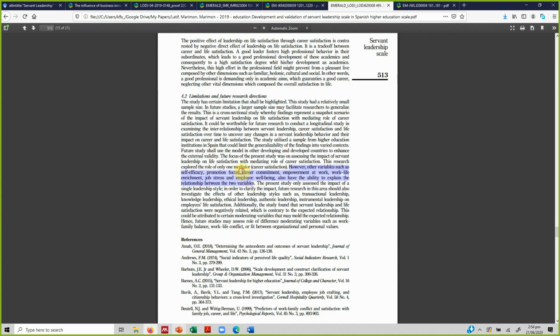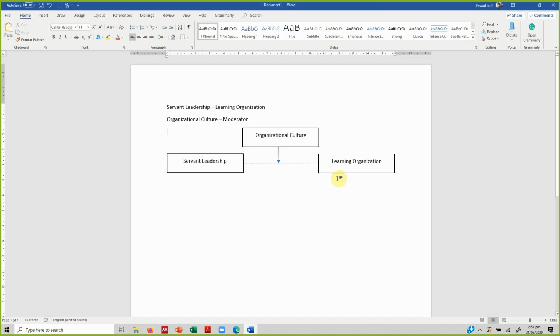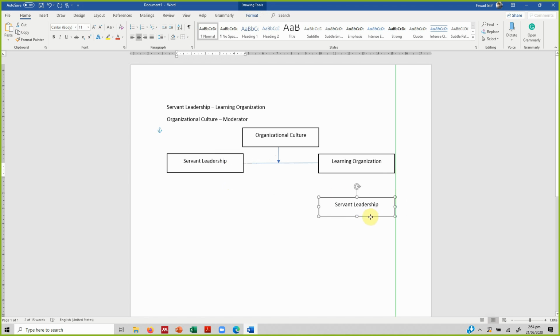For instance, career commitment. I see that this variable can work in this model because not only could servant leadership influence career commitment, organizational learning can also influence career commitment. So what I do is I add career commitment here. And just an arrow.